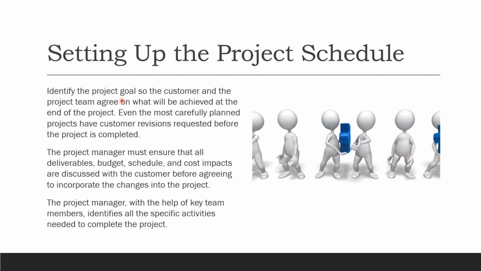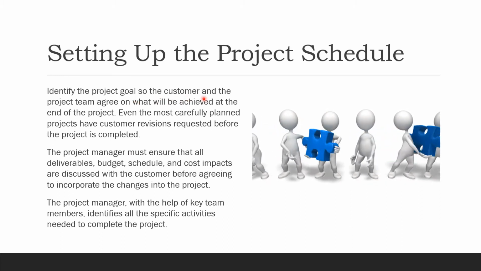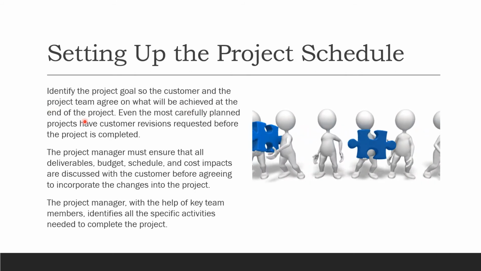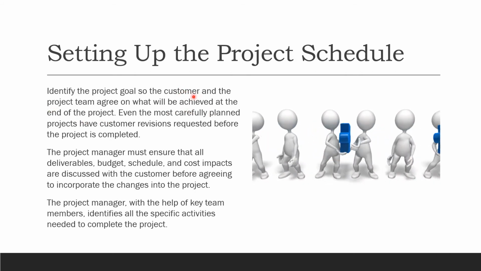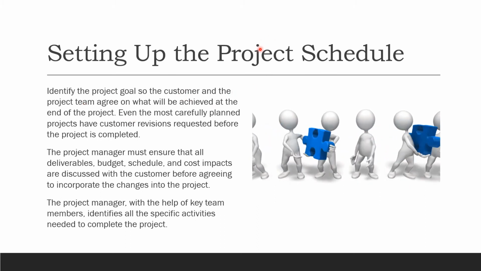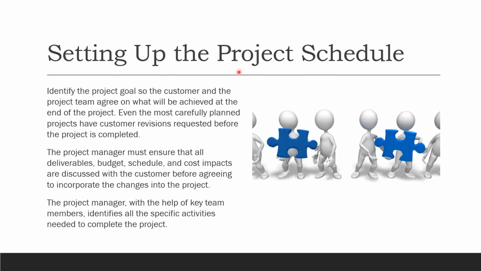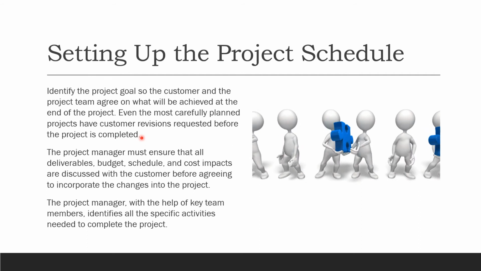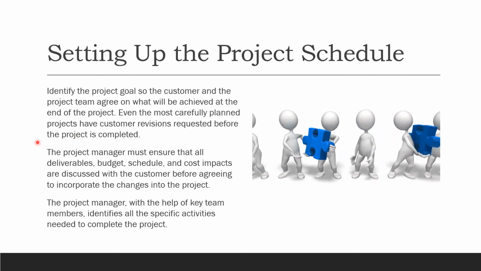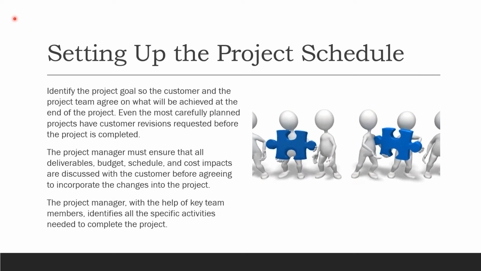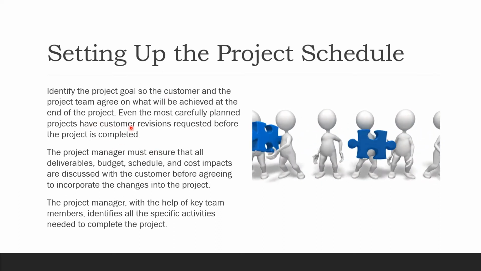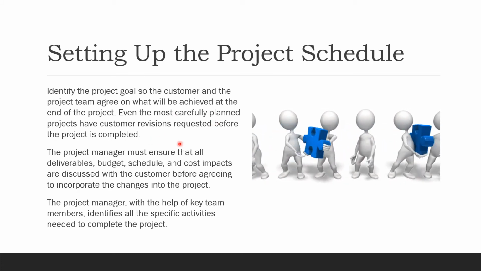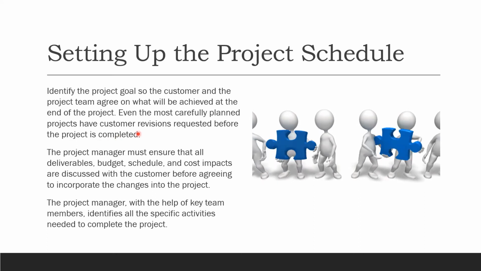So we identify the project goal. The customer and the project team agree on what will be achieved at the end of the project. Don't think this is an external customer, it's internal, because again we're dealing with a maintenance project. Don't forget this is a maintenance project. So even the most carefully planned projects have customer revisions requested before the project is completed. This is just saying that your internal customer is going to request revisions from you even though you plan everything carefully, before the project is completed.